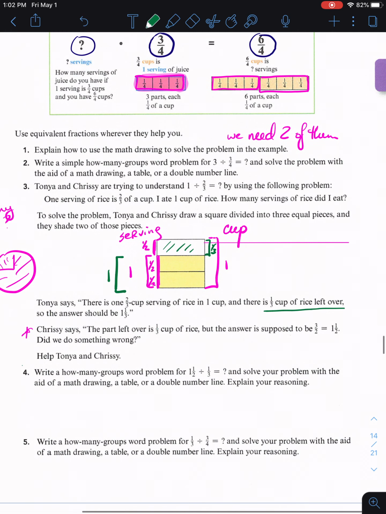Now what I would like you to do is write a how many groups word problem for 1.5 divided by a third, and use any method that we've used to draw it and make sense of it, and also for 1/3 divided by 3/4. And we can talk more about that if you need a little bit more explanation.